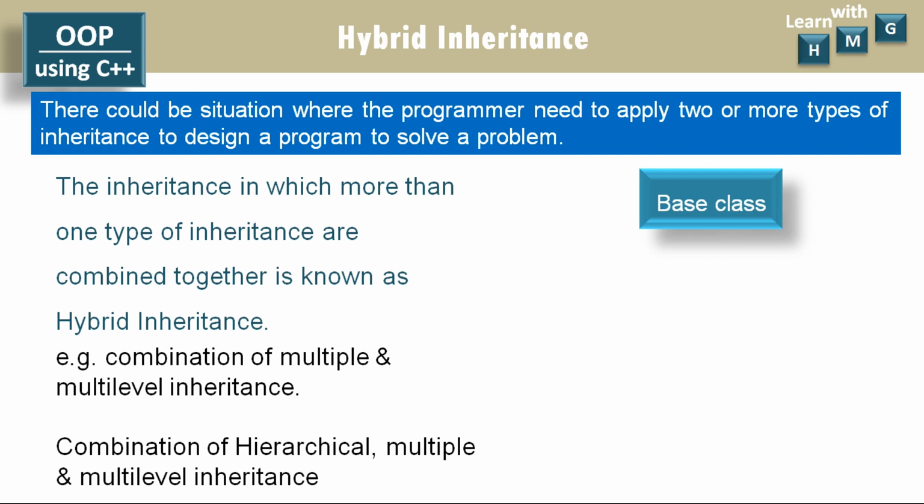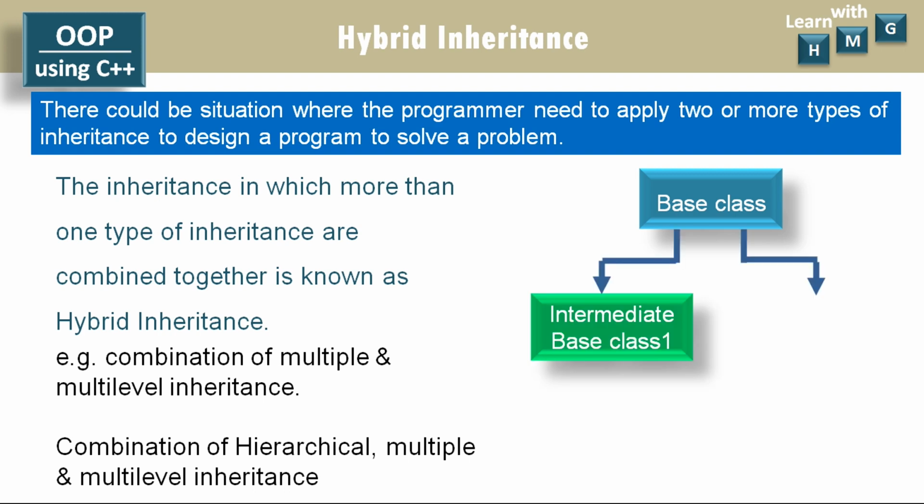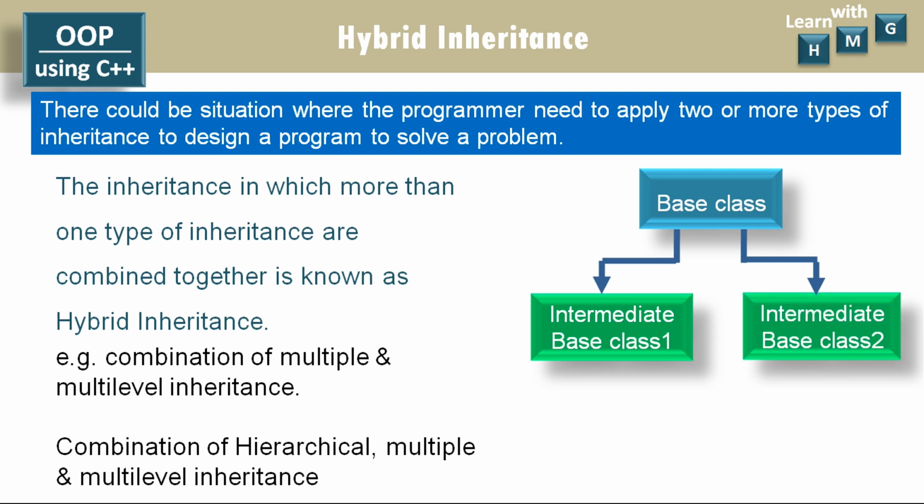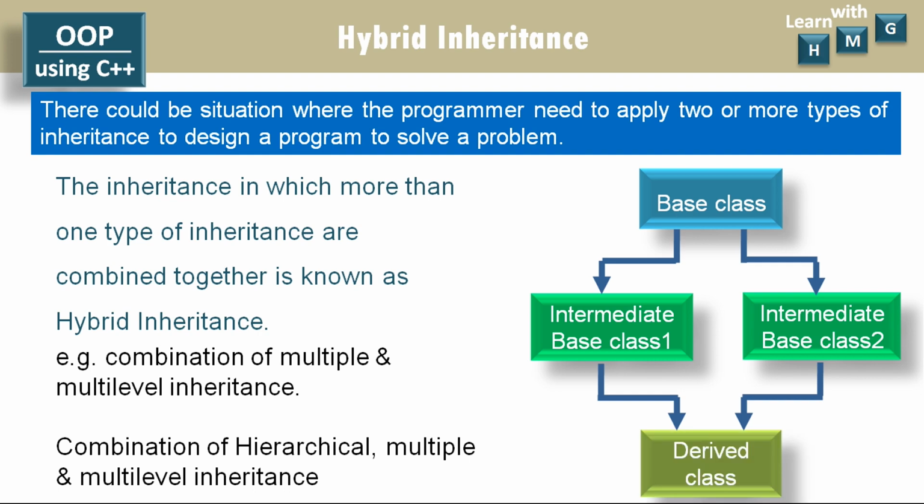The general structure of hybrid inheritance can be like this. There is a base class. From the base class, two classes are derived, that is intermediate base class 1 and intermediate base class 2. From these intermediate base classes, one new class is derived, that is a derived class.